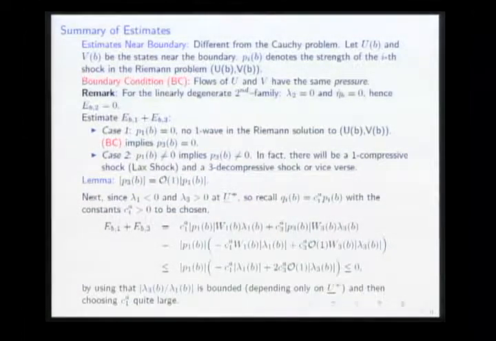So by choosing the weight C1 to be sufficiently large and provided that this quantity lambda 3 over lambda 1 is bounded, we can show that this expression is also less than or equal to 0.